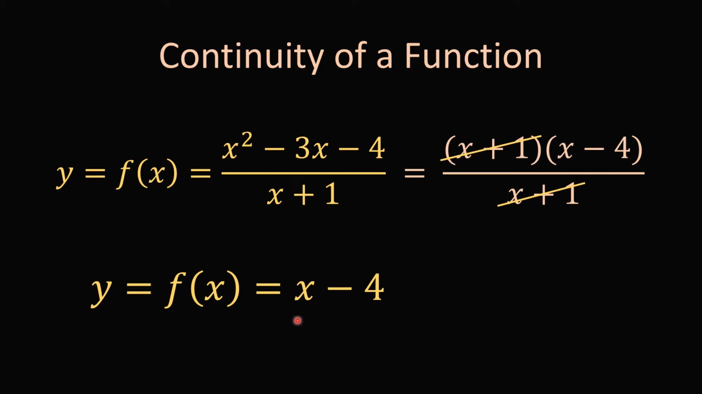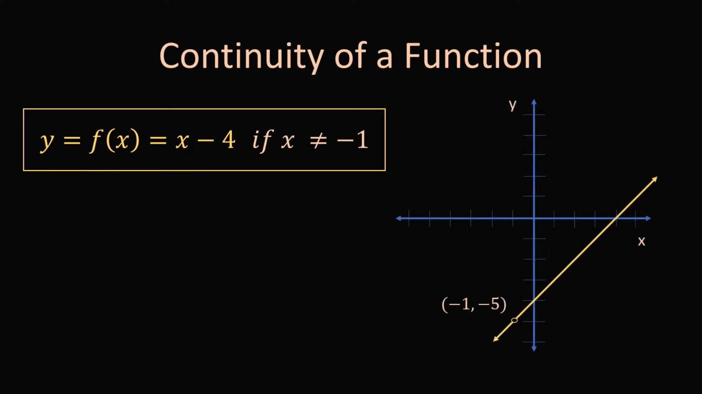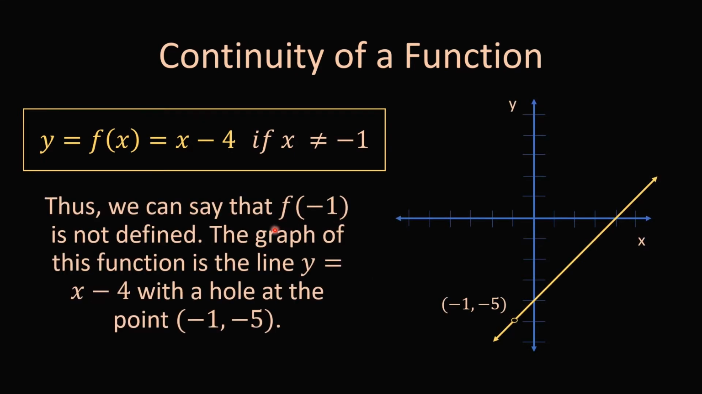Now, we can say that this function is only defined if and only if x is not equal to negative 1. Because if the value of x becomes negative 1, when we substitute negative 1 for x in the denominator, our function becomes undefined. So, we can say that f of negative 1 is not defined.